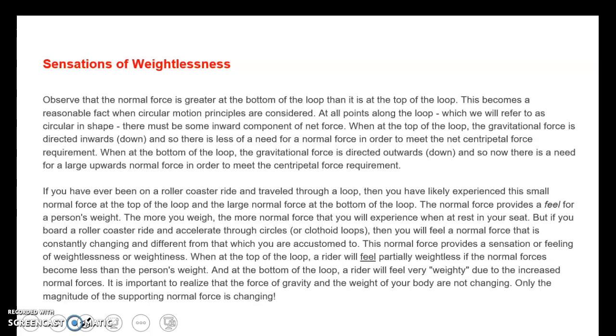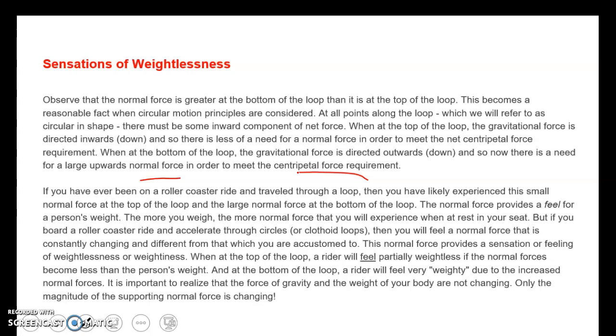Normal force is greater at the bottom than it is at the top, and this is because we got to think about things that go on with circular motion. When at the top of the loop, the gravitational force is down, and there's much less of a need for a normal force to meet centripetal force. So at the bottom of the loop, the gravitational force is directing down, so there is a need for a large normal force to keep the object, in this case the roller coaster car, going in a circle.